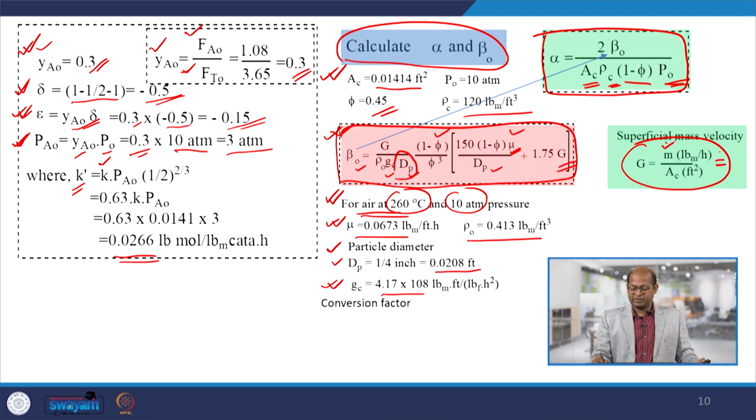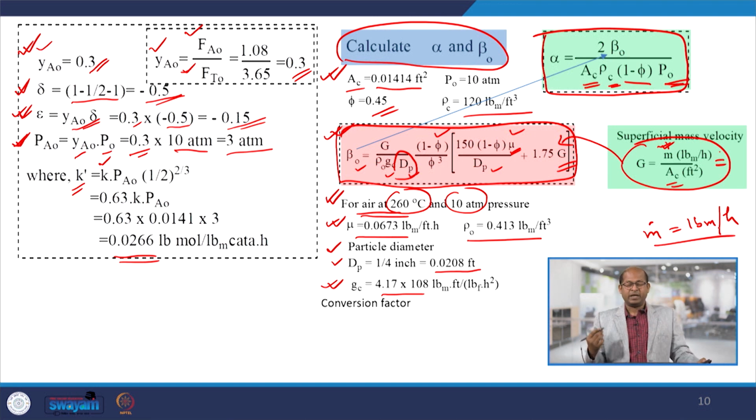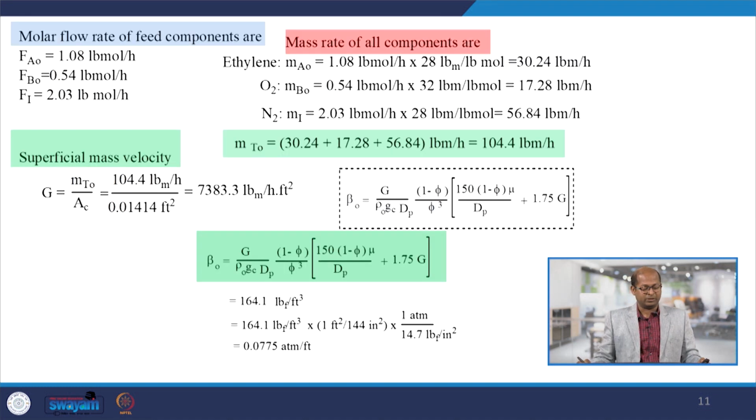If we know the mass rate and the cross-section area that is given, we can substitute the G value here. So how do we find the mass rate, m dot? Or we can say that this is the amount of pound mass per hour of the reactant that is passing inside the reactor, which we have to calculate.